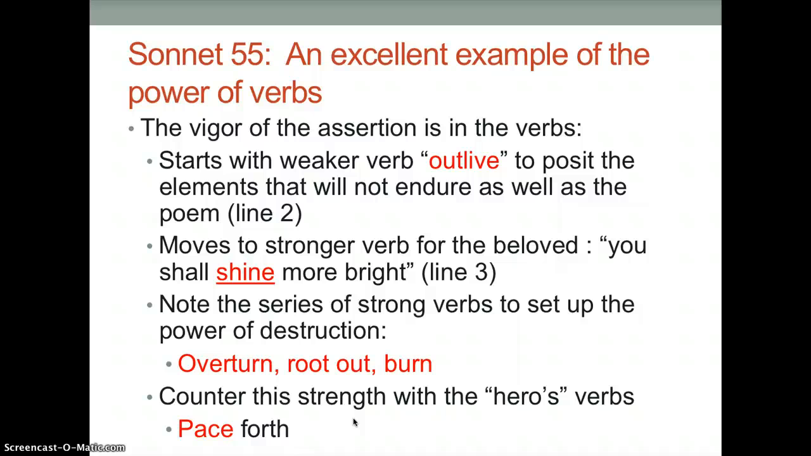Yet out of this, the hero paces forth. He says, "shall you pace forth, your praise shall still find room." And pace forth is a particularly powerful setup because pace is not only a kind of striding, a confident movement, pacing as opposed to, say, walking or shambling, but it's also a measure of distance, how many paces. So we have the hero pacing into the world, facing the destruction and defeating it.